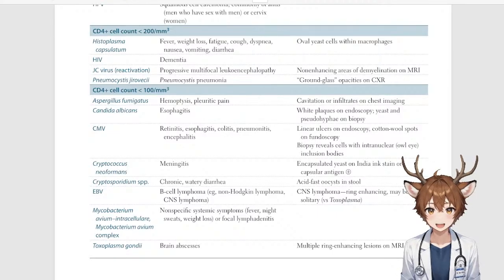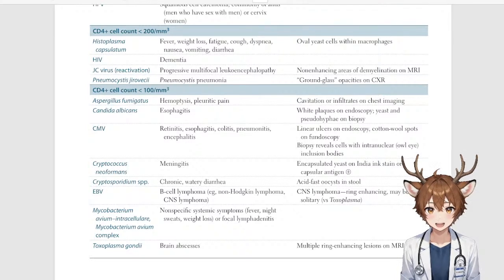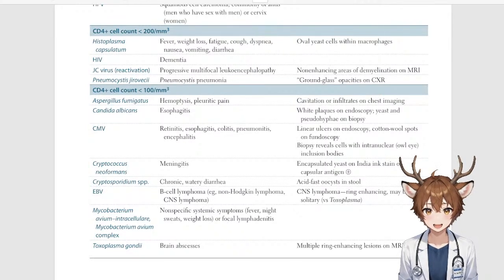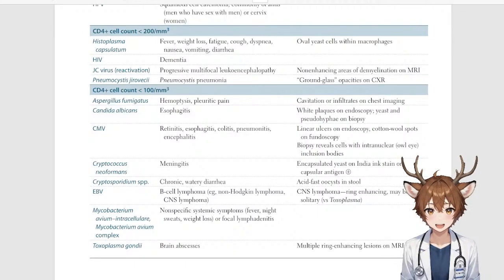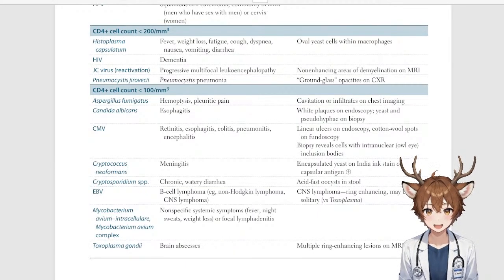So Cryptococcus neoformans would be encapsulated yeast on India ink stain or capsular antigen positive. What about Cryptosporidium species? You have chronic watery diarrhea with acid-fast oocysts in stool. Epstein-Barr virus, B-cell lymphoma with non-Hodgkin lymphoma, CNS lymphoma.